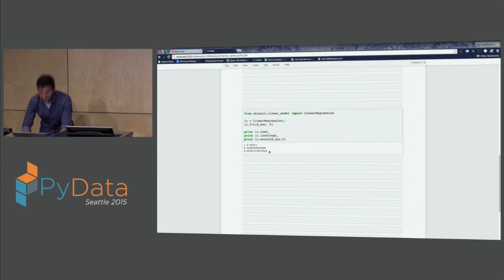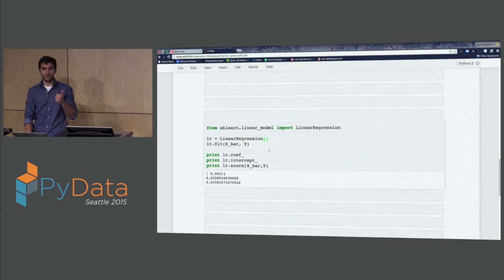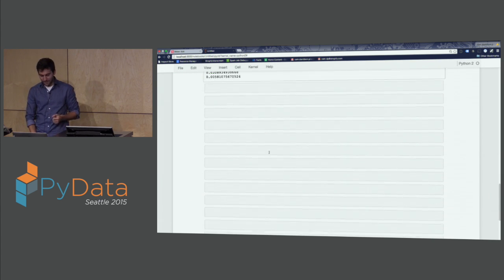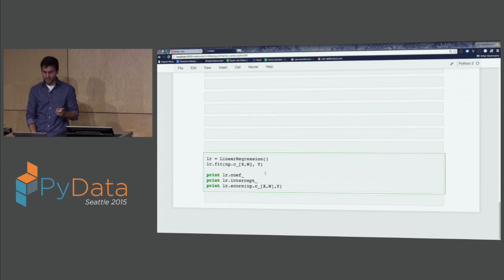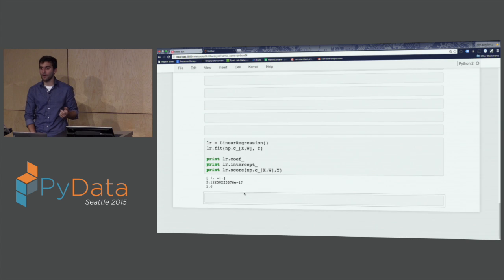And what do I get? So this last number is the r squared value. It's a measly 0.006. So that's pretty terrible. So what happened? If I actually went back and did the exact same thing but didn't do PCA beforehand, I get an r squared value of 1, which makes sense. And that's what I should get, because y is completely determined by x and w.